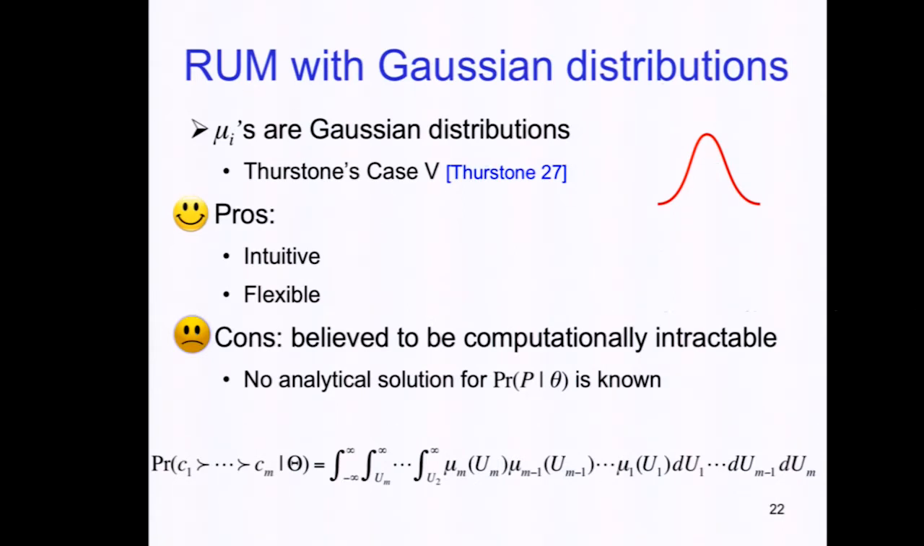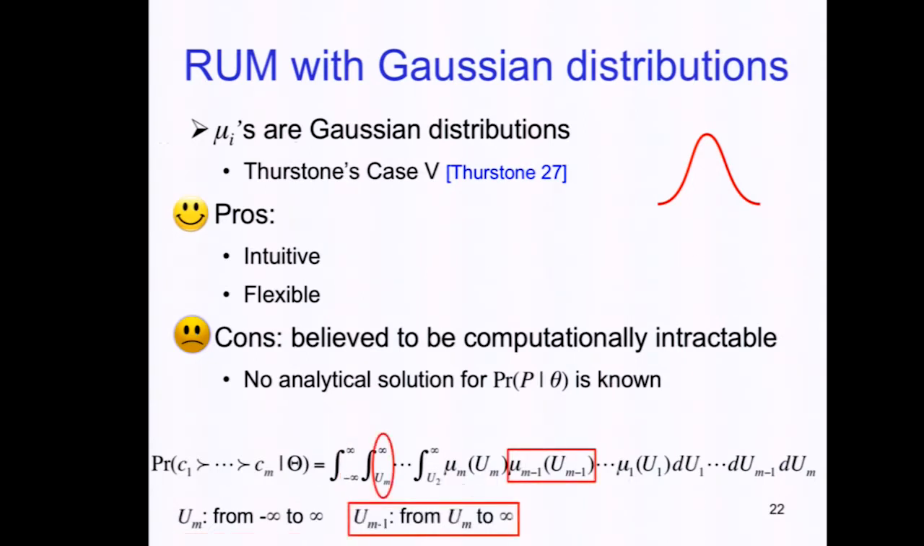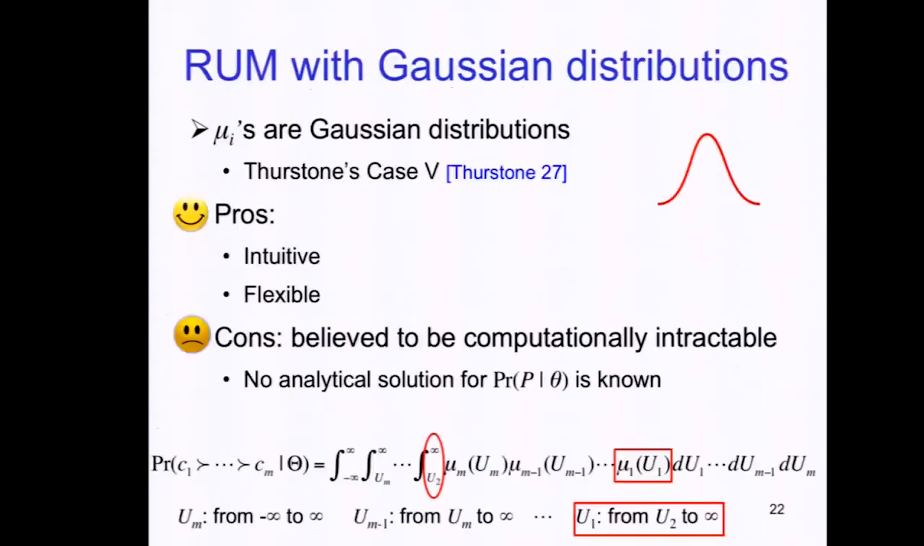So this integration, the first one actually is about the last candidate. So the last candidate's utility can be from negative infinity to positive infinity. But then the point is that the second to last candidate's utility, u_{m-1}, must be from u_m to infinity. Because we know that it's compatible with c_{m-1}, u_{m-1} must be strictly larger than u_m, and so on. So that's why it seems pretty hard. For the list, there's no analytical solution known yet. There have been some studies on approximations, but it's still a pretty hard problem.